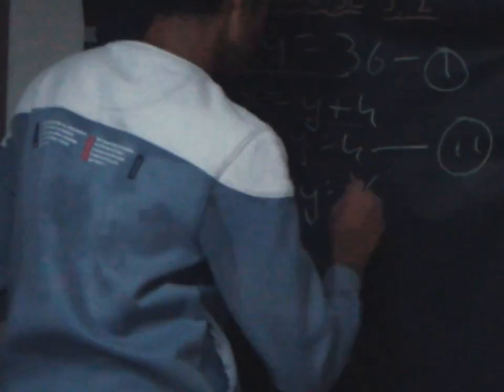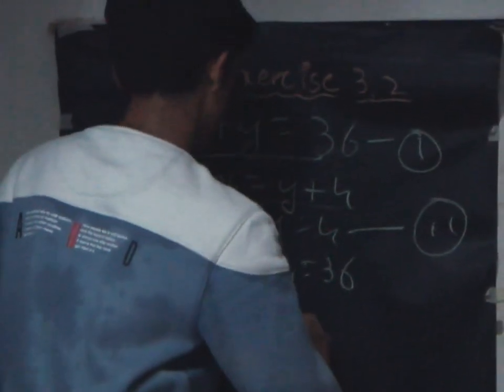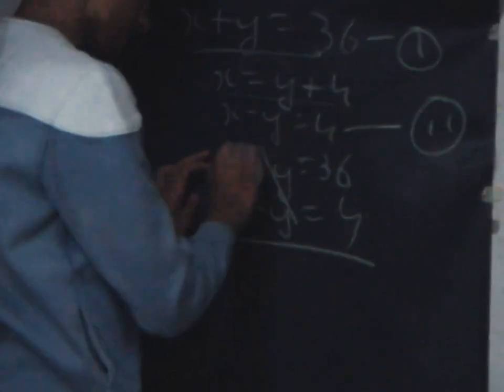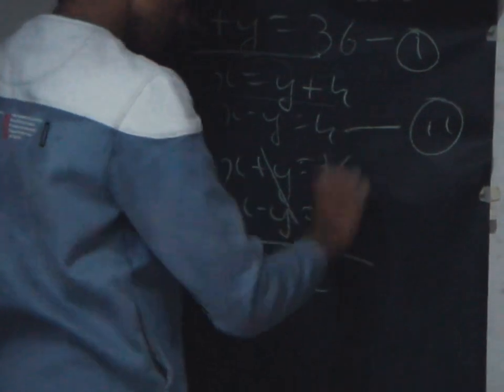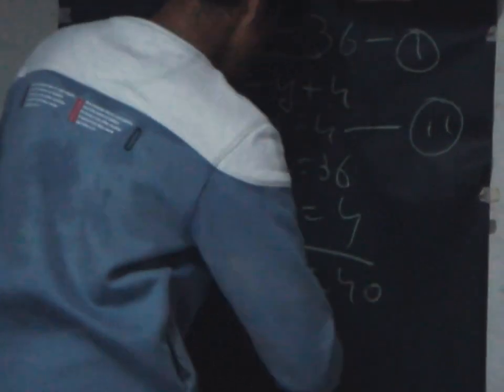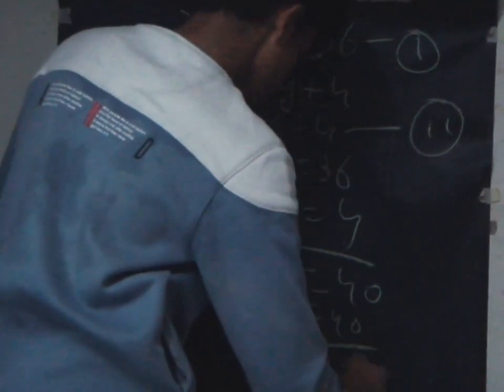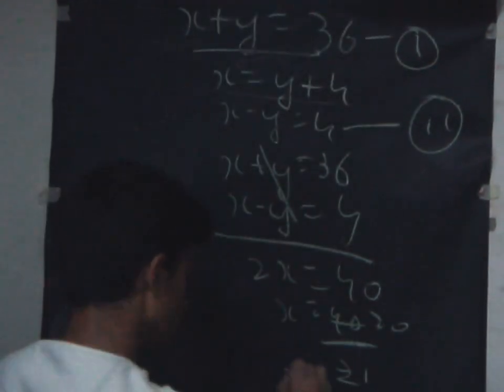So the first equation is x plus y is equal to 36. It's a very important part, please look at this. Adding the equations, y will cancel. x plus x is 2x. 36 plus 4 is 40. So 2x is equal to 40, x is 40 by 2, 2 ones are 2, 2 twos are 4, so x is equal to 20 meters.